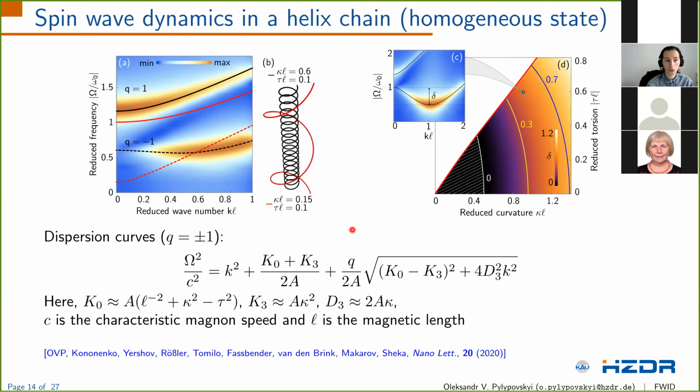In the analytical expression for the spin wave dispersion, the coefficients K0 and K3 play a role of the effective anisotropy, and D3 is the effective Dzyaloshinskii-Moriya interaction coming from the curvature. Large curvatures lead to the appearance of the region with a negative group velocity in the low-frequency branch. This is shown by black lines and corresponds to this dense helix. The depth of this minimum grows with the curvature and torsion. Here one can expect the possibility to form Bose-Einstein condensates for magnons.